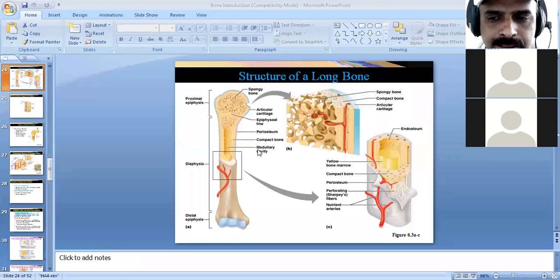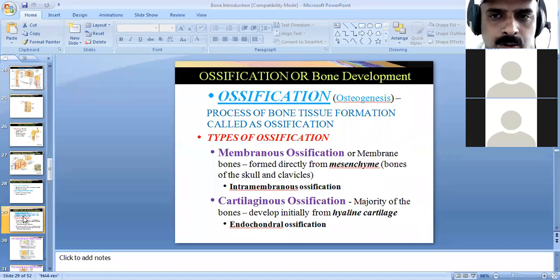So this is what, my dear students, you should know about the structure of long bone and the parts of young bone that you have to come across. Next comes ossification. What is ossification? That is the bone development, or also what we call osteogenesis. Osteo means bone, you know. So ossification, or development of bone, or osteogenesis are the same; you should remember that.